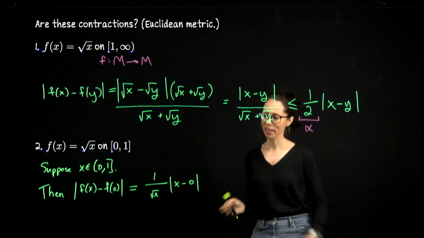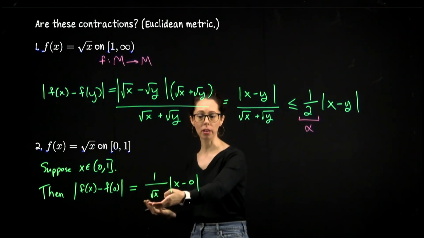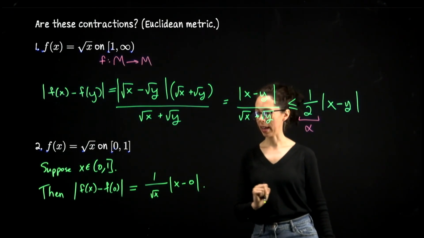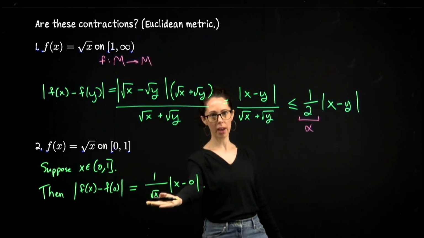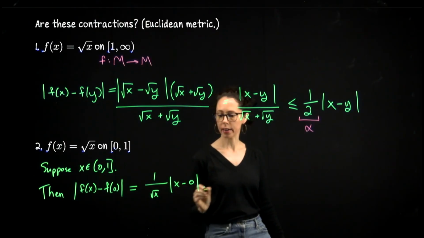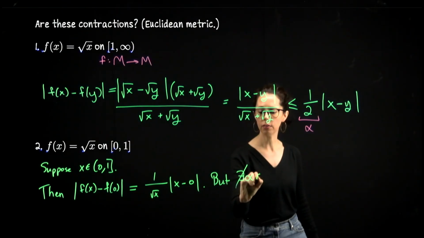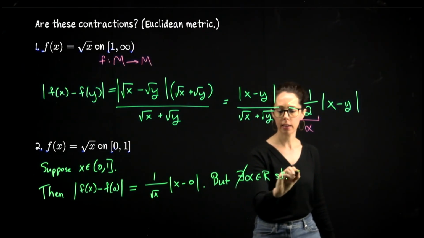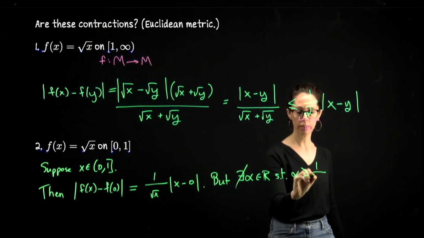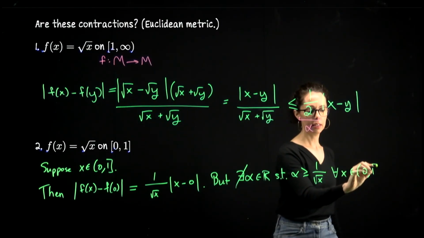And the issue here is that this number is unbounded as x gets smaller and smaller. So there is no alpha that is greater than or equal to 1 over the square root of x for all x in this interval. Let's see, what should I write here? But there does not exist a fixed alpha so that alpha is greater than or equal to 1 over the square root of x for all x in this domain.